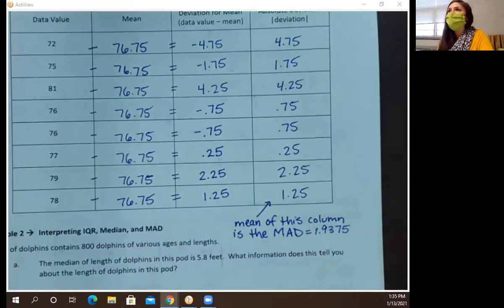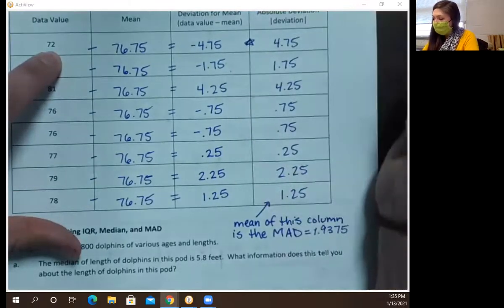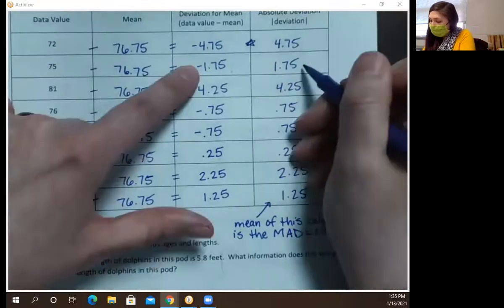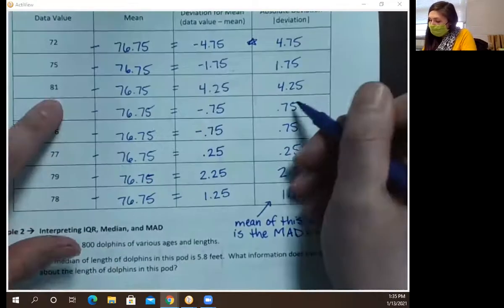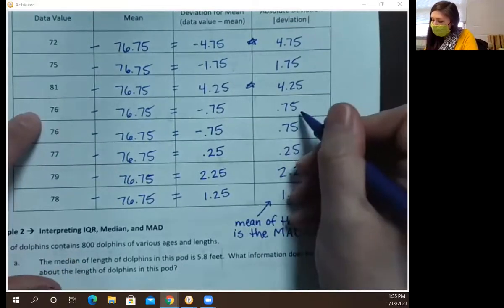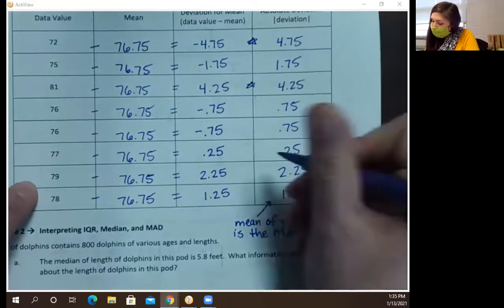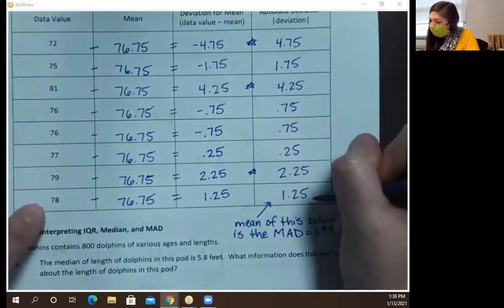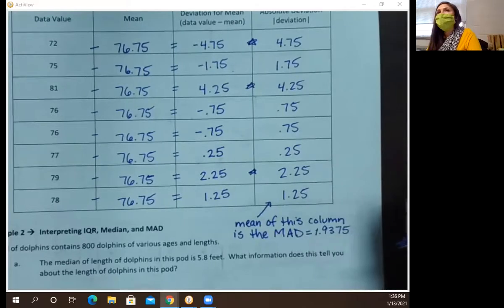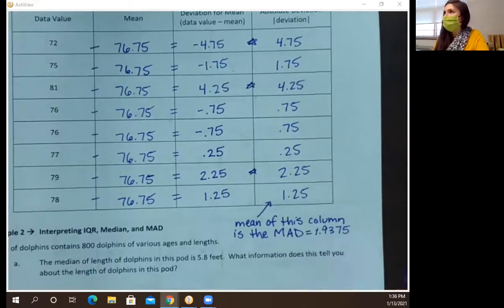Now we know we've got some values that didn't fit that, right? This guy, 72, was outside that range. But this guy was within 2. Here we've got another one that was outside that range, but this guy was within 2, this guy was within 2, this guy was within 2. This guy was outside, but just outside. And then this guy was within 2. On average, most of our values should be within this amount of the mean.